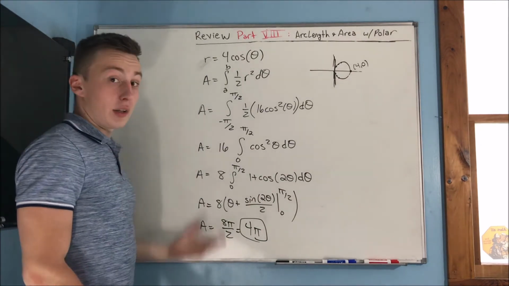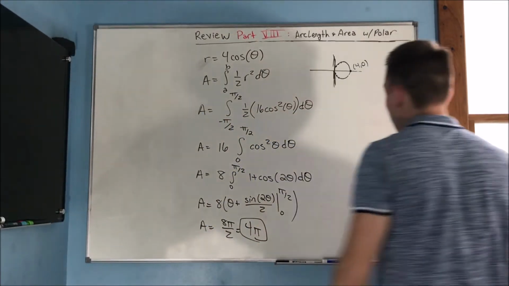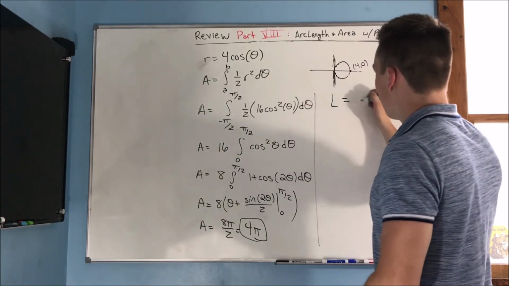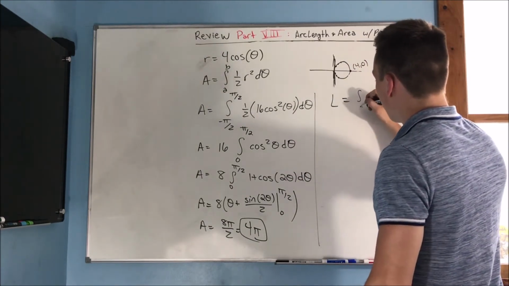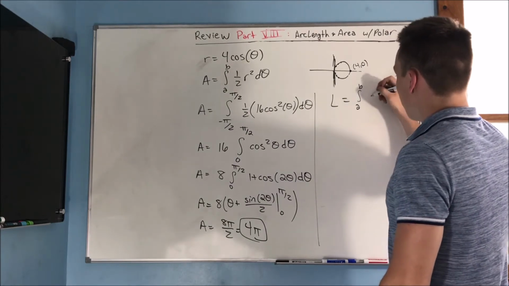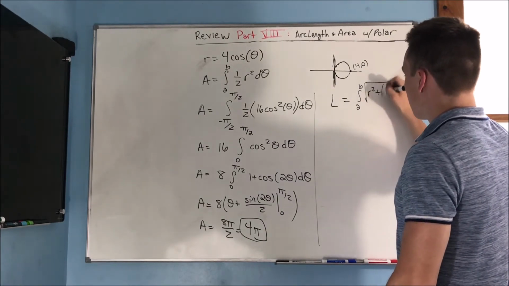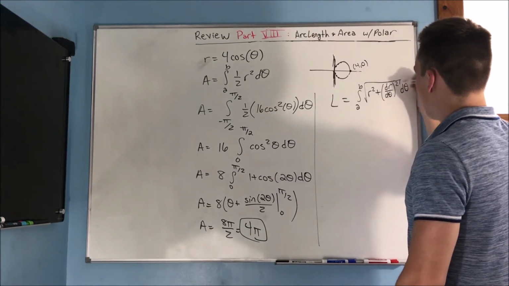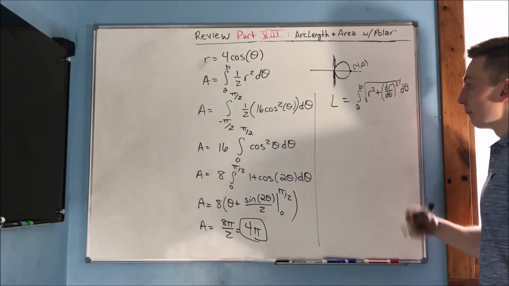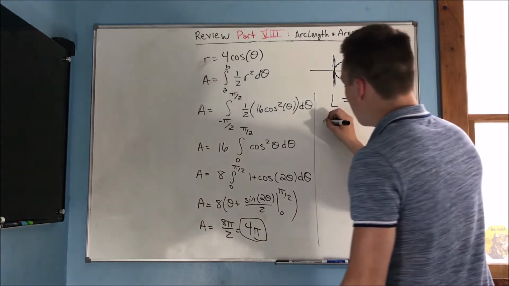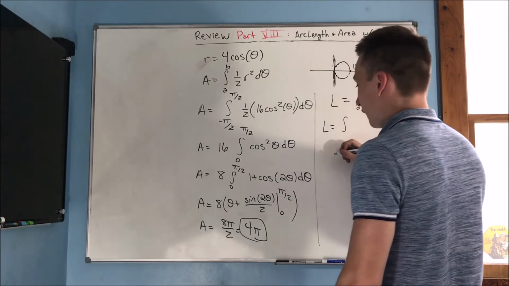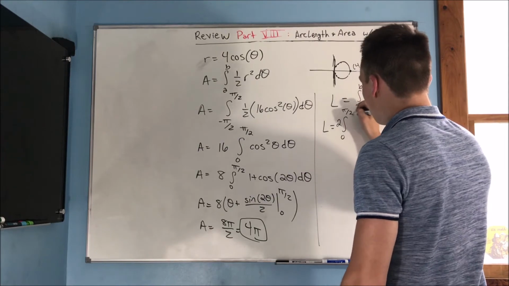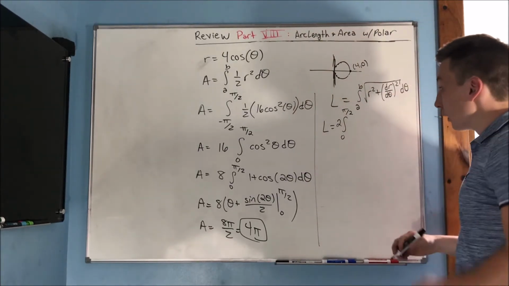Now if we wanted to find the arc length of this function, we're going to be using our arc length equals the integral from a to b of the square root of r squared plus dr d theta squared, and then we have a d theta on the outside. Now we can use our same bounds again. Our bounds aren't going to change. We can say that we have 2, the integral from 0 to pi over 2. We have symmetry, so we can do that.